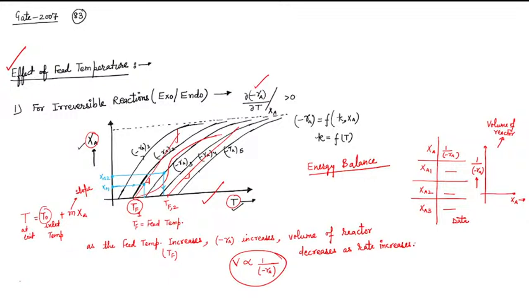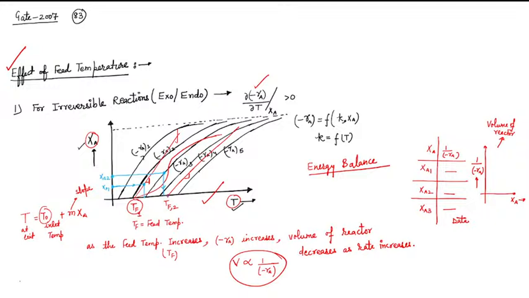So we are getting this information: for an irreversible exothermic or endothermic reaction, you should increase the feed temperature. That is beneficial for us. Whatever feed temperature you are taking, increase that temperature. Then the rate will increase. At a fixed conversion, the rate will be increased. Because now you can see, if you are getting this information, and I am hoping that you are getting this.